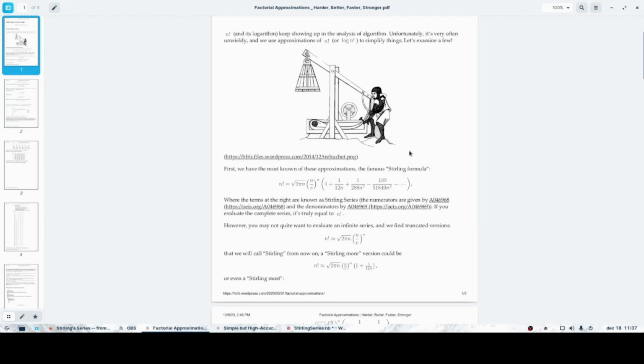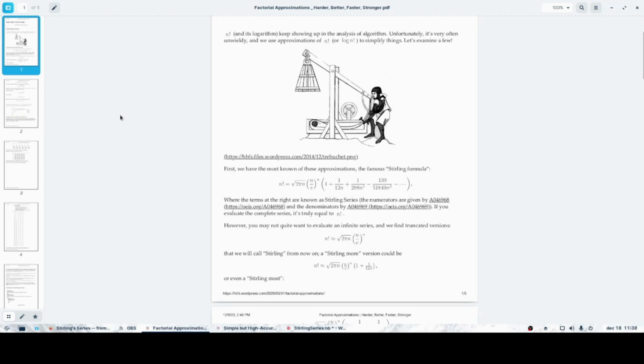The problem is that this is not true. I don't know what complete series means when it's infinity, but as you approach infinity, this sum also evaluates to infinity, so the approximation gets worse. So here is a formula which we need to understand first.